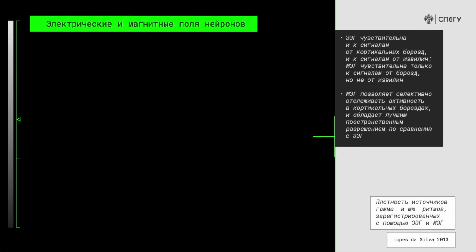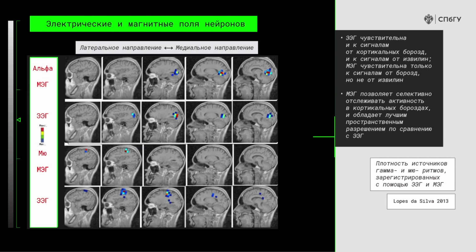Orientations of neurons within cortex and the orientations of electric and magnetic fields generated by these neurons lead to differences in sensitivity of EEG and MEG to the spatial orientation of the sources. These differences are exemplified in this figure by density of EEG and MEG sources of alpha and mu oscillations in the brain. You can see that EEG is sensitive to sources originating both from cortical sulci and gyri.